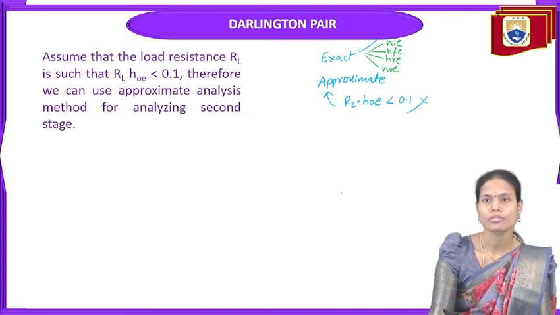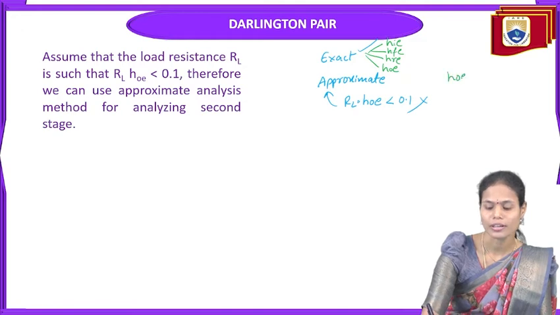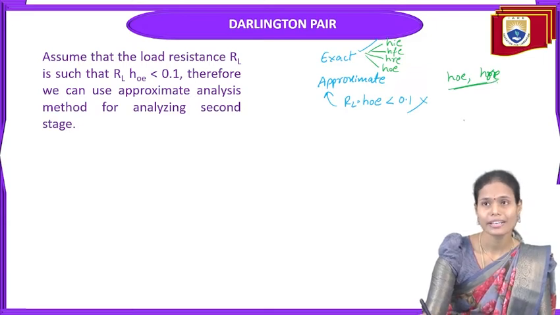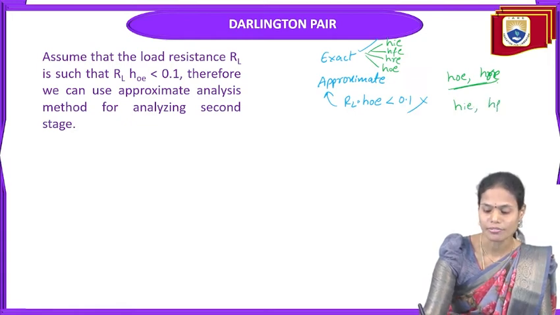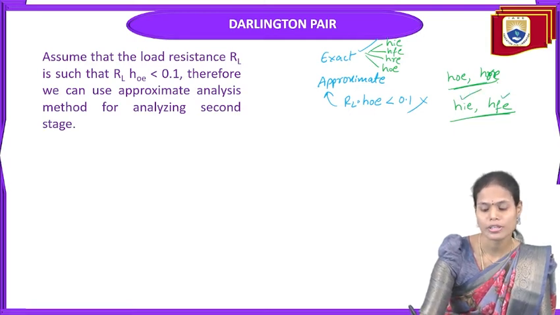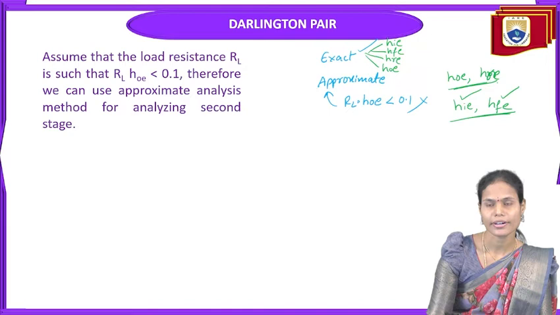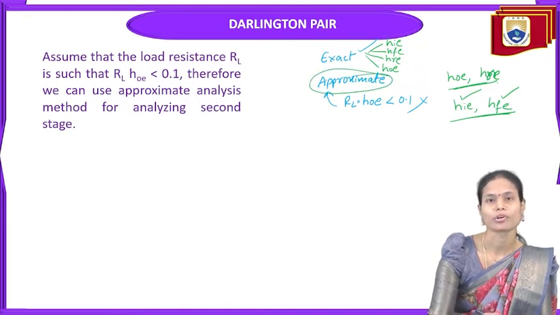But in the case of approximate model, we can neglect the HOE as well as HRE values. After neglecting these, in the simplified hybrid circuit, we are having HIE and HFE only. So in the input circuit, we will include the input impedance, and in the output circuit, we will include the forward current gain in the case of approximate model. So in the Darlington pair, for the second stage, we are taking the approximate analysis, and for the first stage, we are going with the exact analysis.